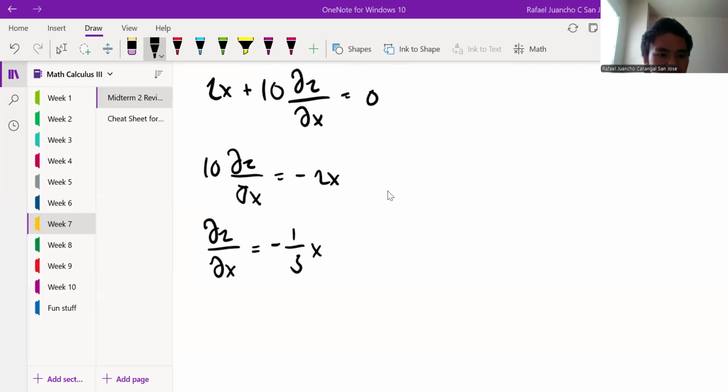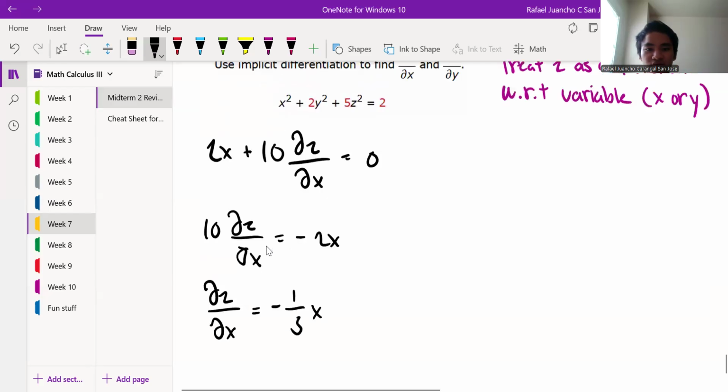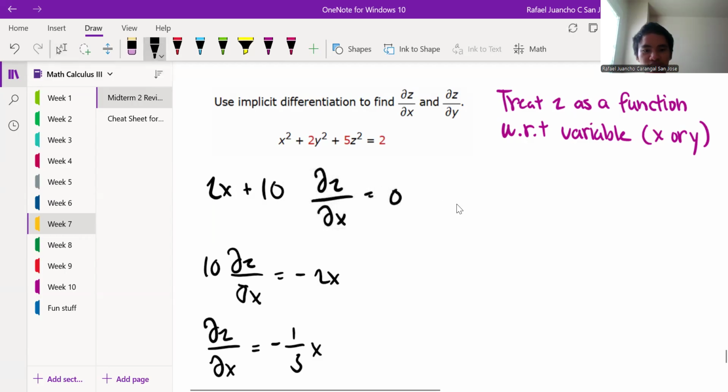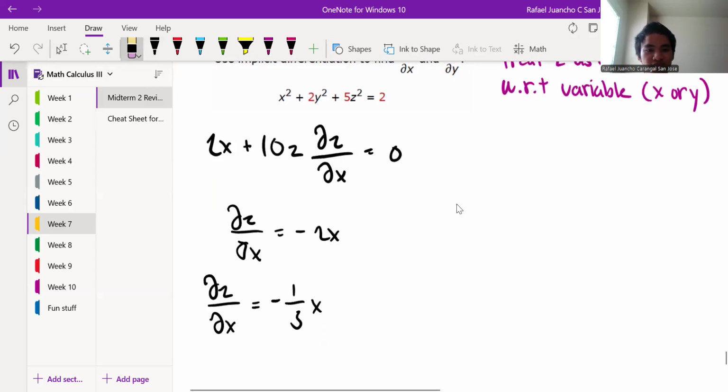Oh, so I have an extra z somewhere. Right, so here I have to have a z. Okay, yeah, I didn't know that one. Yeah, I have to have the z and then some partial. So I needed that z here, and so this is still 10z.